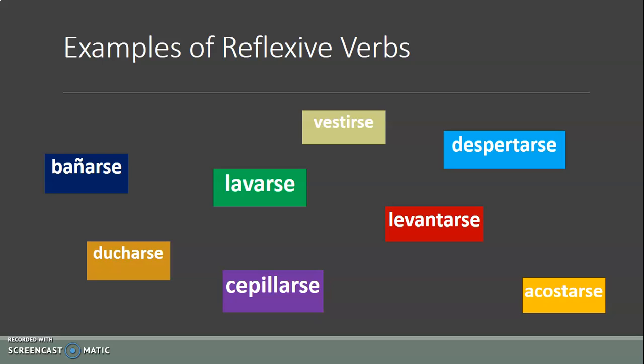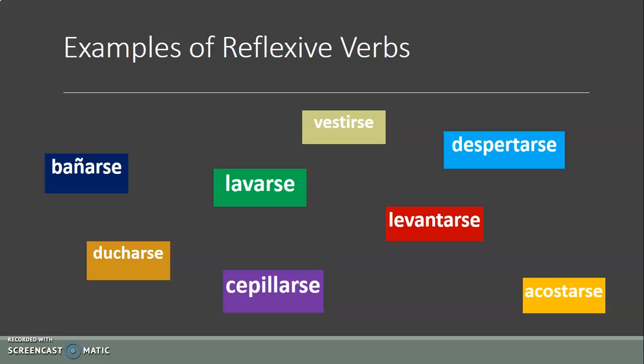Despertarse means to wake up. So, to wake oneself up. We don't usually say to wake oneself up, but we know when we say to wake up, it means we ourselves are waking our own selves up. Nobody is waking us up, right? But it's a reflexive action in Spanish.